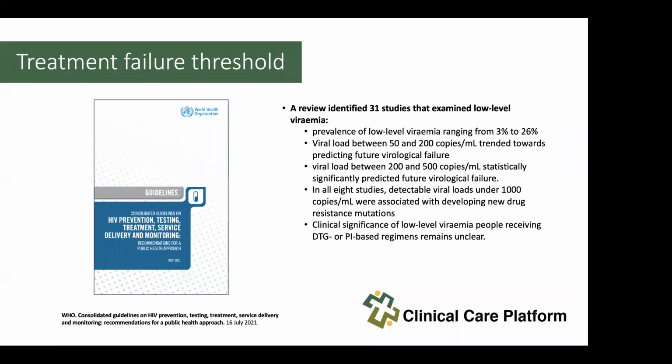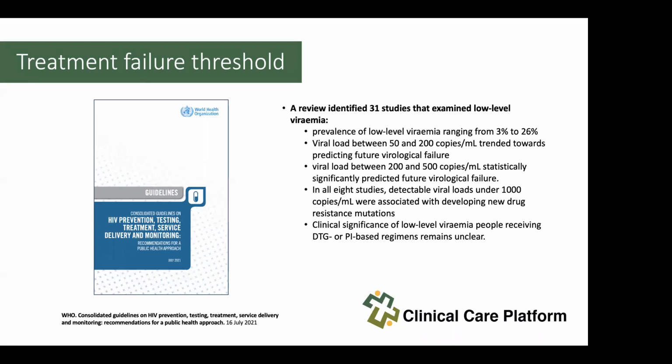So that means it's not an absolute thing that you should not discuss these patients or manage them. You still have to have a clinical process to manage these patients. I think what I'm getting from all this is that a viral load of more than 200 copies is very important. As you would see from these particular studies, a viral load of more than 200 copies statistically significantly managed to predict future virological failure. And that means these particular patients have a high risk of developing mutations in that space. However, the clinical significance of low-level viremia in patients taking dolutegravir or lopinavir ritonavir remains unclear.